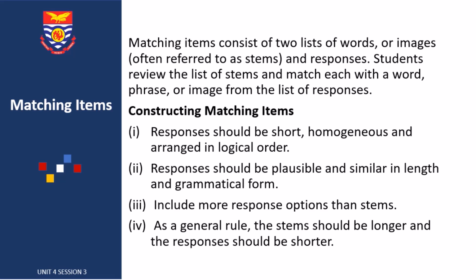As a general rule, the stems should be longer and the responses should be shorter. Sometimes they are in a table, one on your left, one on your right. You do the left one, then proceed and get the answers on the right-hand side. Normally, in junior high school, matching items happen in agric exams, but nowadays some happen in science, social studies, even mathematics.